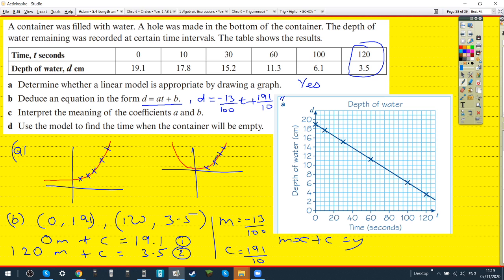Okay. Question C. Interpret the meaning of the coefficients a and b.